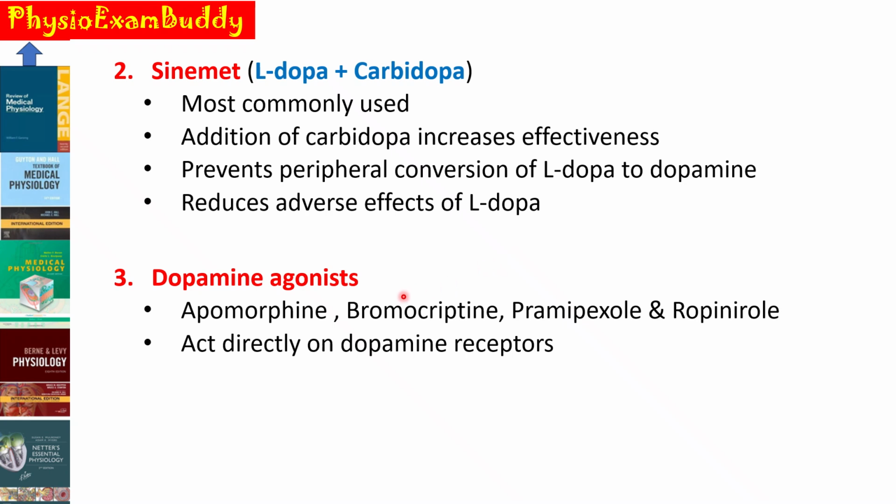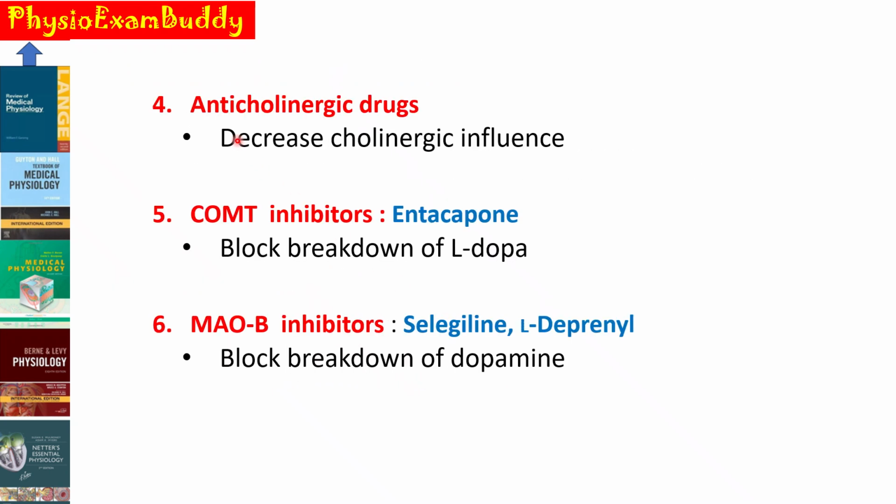Dopamine agonists include apomorphine, bromocriptine, pramipexole as well as ropinirole, which will act directly on the dopamine receptors and act like dopamine itself. Next are certain anticholinergic drugs which will decrease the cholinergic influence. Then catechol-O-methyltransferase inhibitors, that is entacapone, which will block the breakdown of L-DOPA. Then monoamine oxidase B inhibitors like selegiline as well as L-deprenyl, which will block the breakdown of dopamine.